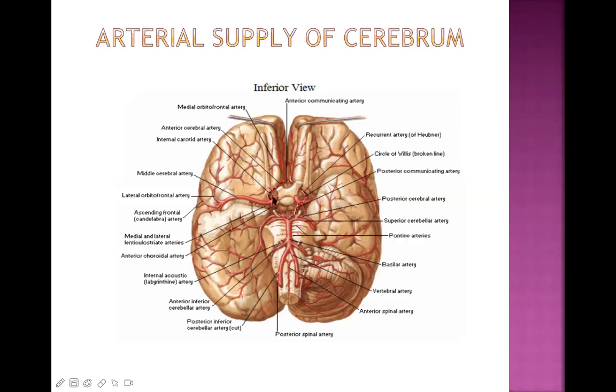This is the middle cerebral, this is the anterior cerebral, and this is the anterior choroidal artery. You can see the anterior choroidal artery here. This is called the posterior communicating artery, which is going and communicating with the posterior cerebral artery here. And there is a small anterior communicating artery as well, which is connecting the anterior cerebral arteries. So it is forming a circle-like structure here.